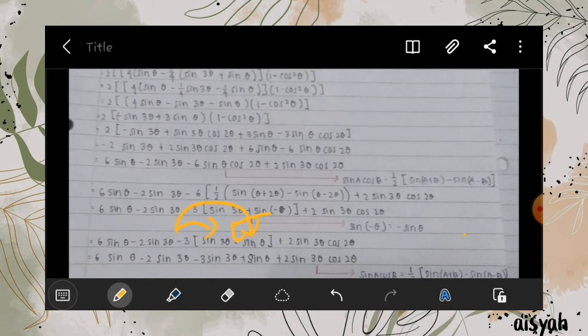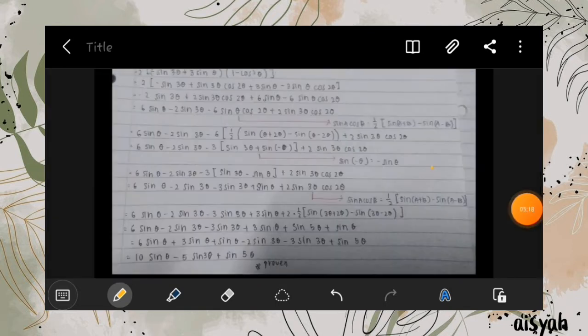And we will get 6 sin theta minus 2 sin 3 theta minus 3 sin 3 theta plus sin theta plus 2 sin 3 theta cos 2 theta. Then after we expand the values for 3 and rearrange them like this, we can see that 2 sin 3 theta cos 2 theta can use the formula sin A cos B equal to 1 over 2 sin A plus B minus sin A minus B. So we use the formula and insert the values of theta.